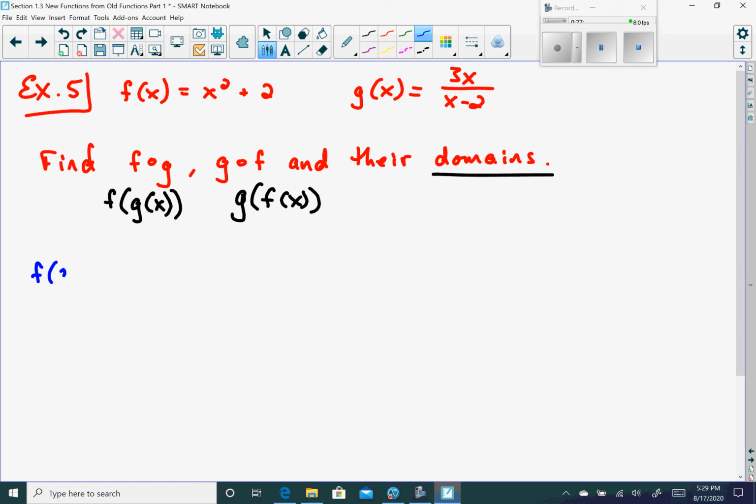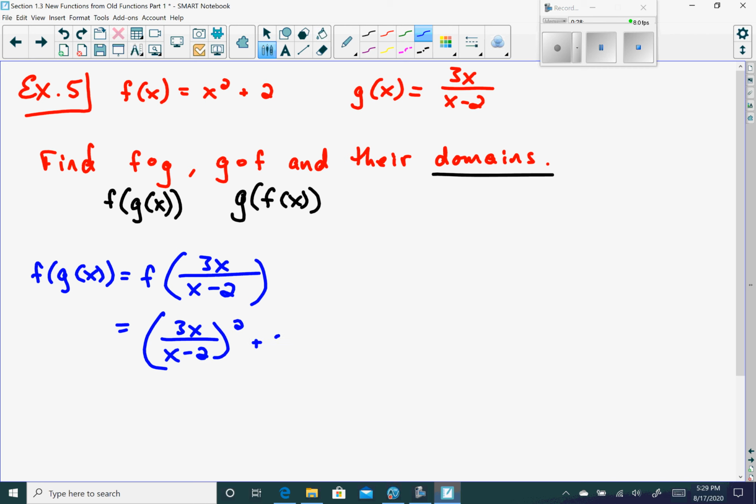So f of g of x now becomes f of 3x over x minus 2. Now f of x is just whatever we're giving it squared plus 2. So we're giving this 3x over x minus 2, squared, plus 2. Now, because I want to state the domain, I have a fraction here. I like to see denominators stay in factored form. It just makes it easier to state the domain. So I'm just going to go ahead and square the 3x, which will give me a 9x squared. Then the denominator, I'm just going to leave as x minus 2 squared. Then I'll put the plus 2. So that's what f of g of x is equal to.